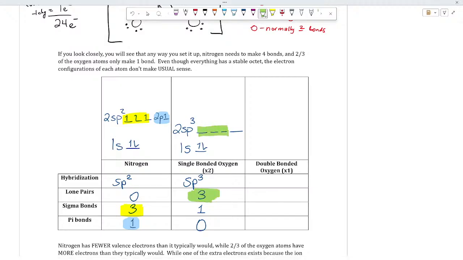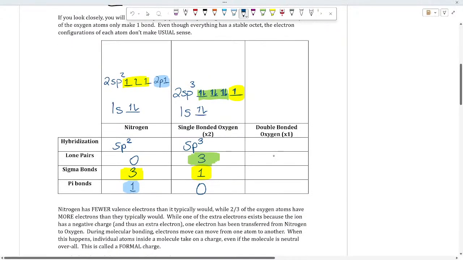So if these were our lone pairs, what do I have to put there? Yeah, 2 electrons, right? One with positive spin, one with negative spin. Okay? And then the sigma bond will go here, and what's that look like? Okay, cool. And then the double bonded oxygen. How many lone pairs in the double bonded oxygen? Good. How many sigma bonds? 1. And how many pi bonds? Excellent. So its hybridization state would be sp2.